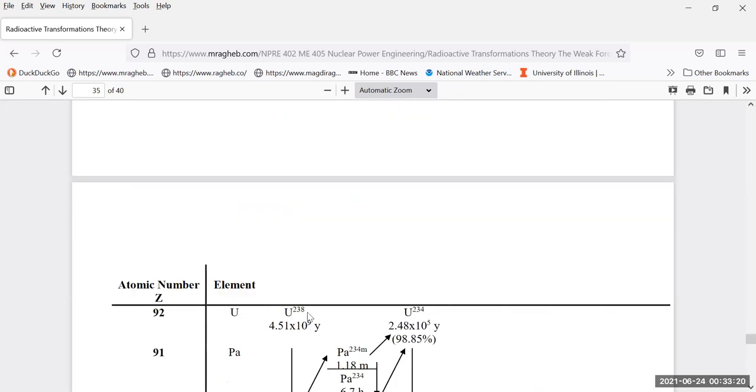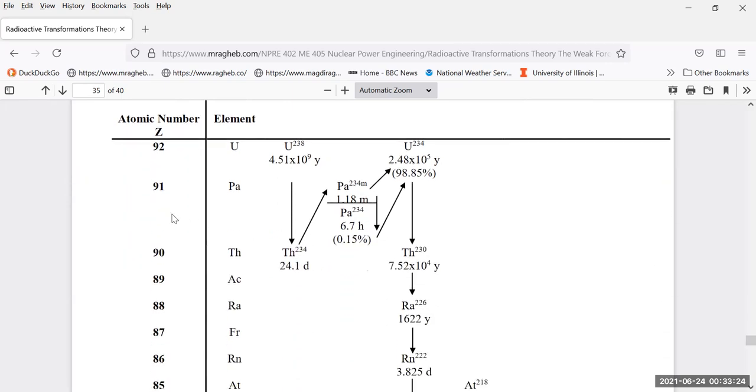This is the decay chain for uranium 238. And the decay chain shows us the atomic number of uranium 238 is obviously 92, and the mass number is 238. If you go to the chart of nuclides, you'll find that uranium 238 decays primarily by the emission of an alpha particle. So if you emit an alpha particle, your atomic number decreases by 2, so it becomes 90.